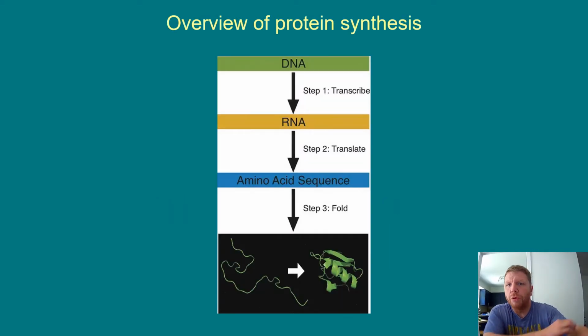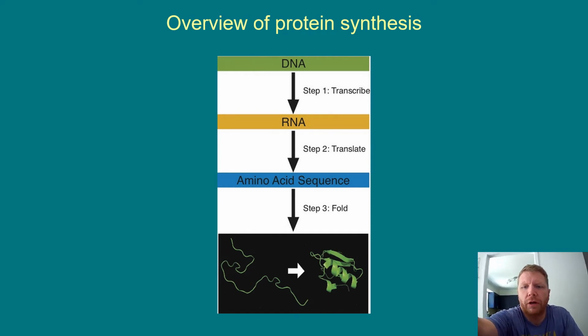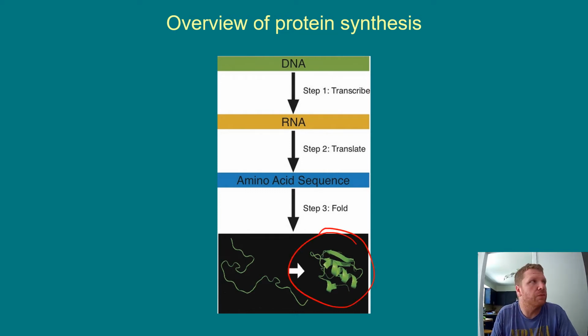So, an overview of protein synthesis. This is also the central dogma of molecular biology, also known sometimes as the central dogma of biochemistry, and that is DNA is transcribed into RNA, which is translated into a protein. The last little element of that is, well, what follows that protein is that it gets folded into this unique shape.